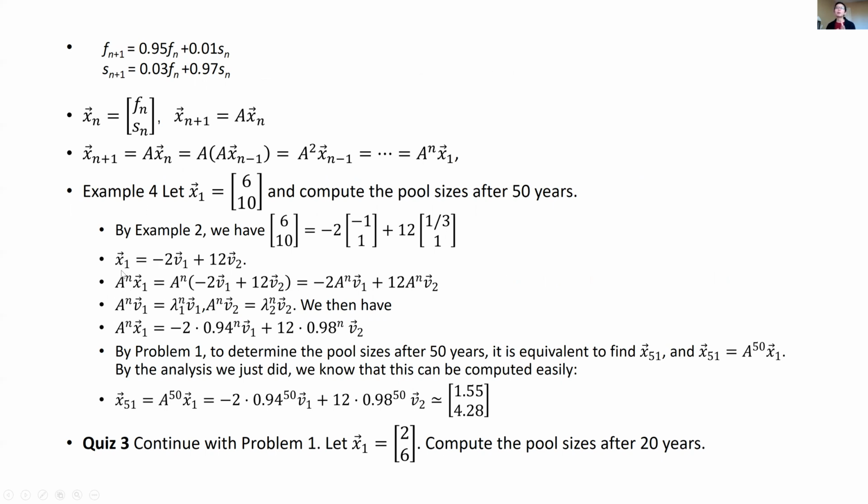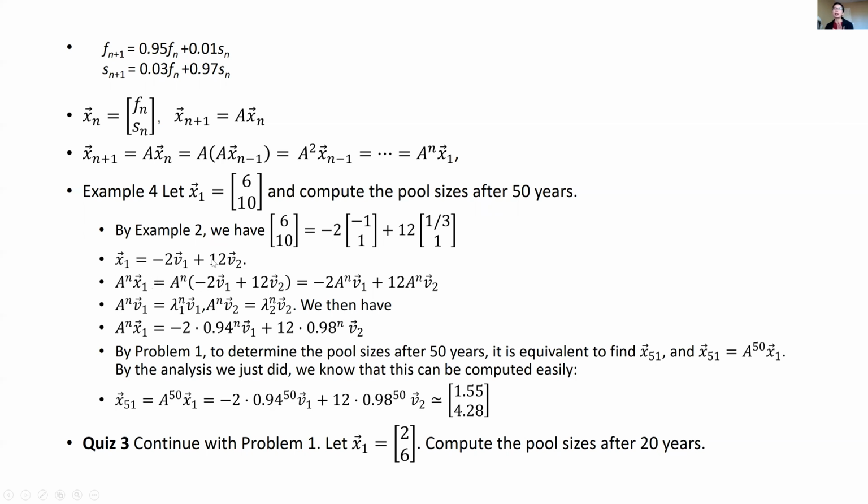And remember that we want to find out n years after. So say, for example, we want to find out 50 years after. So therefore, n is equal to 50, right? So to compute x51, this is equivalent to computing A to the 50, right? So we just need to find out what is that. So therefore, what is that? A to the n times x1.